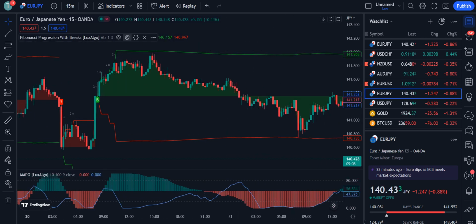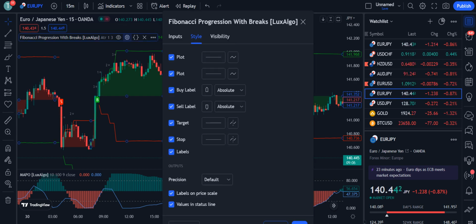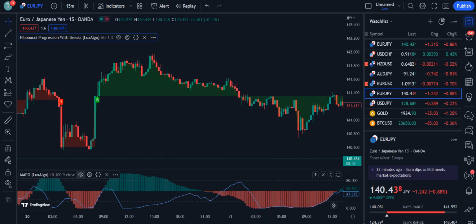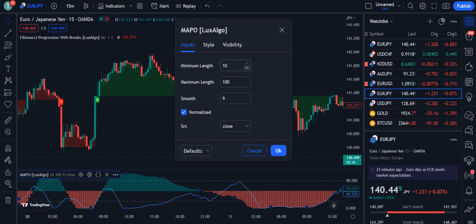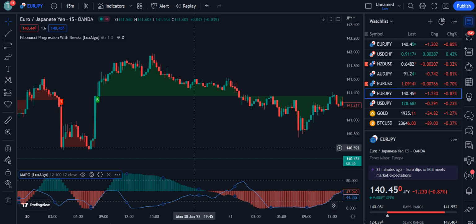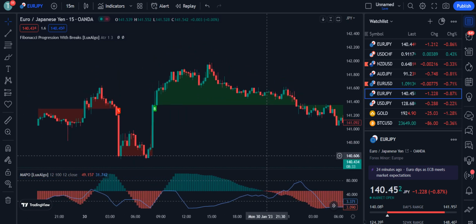So first of all, in the Fibonacci progression with breaks, we have to uncheck a few of the options here, the two plots, and we have to uncheck target, stop and labels as well, and click OK. Now we will go into the second indicator, and we will not uncheck anything from style. From the input we have to increase the minimum length from 10 to 12, and we have to increase the smoothness as well from 9 to 12. So you have to click OK. This is all about this strategy.